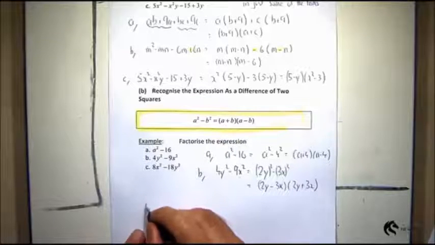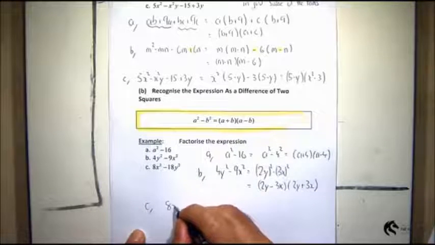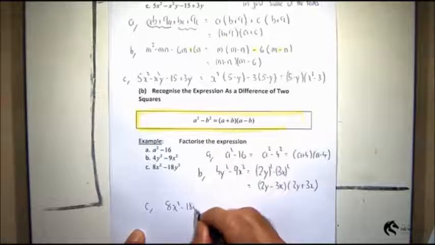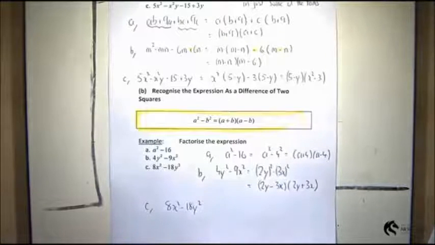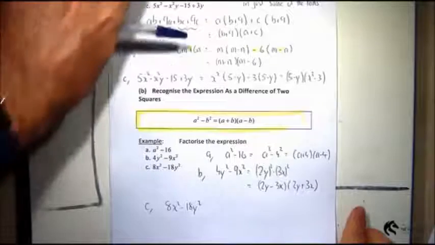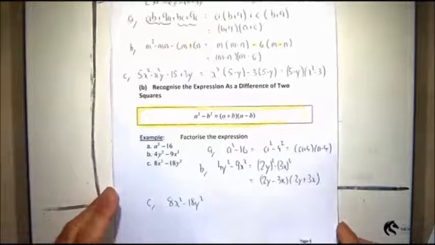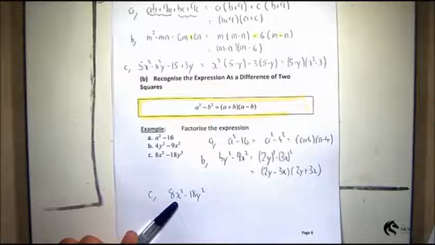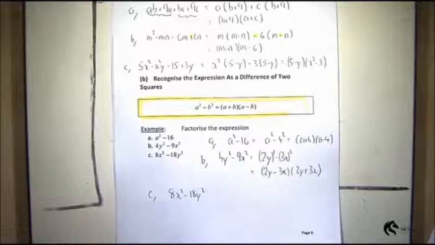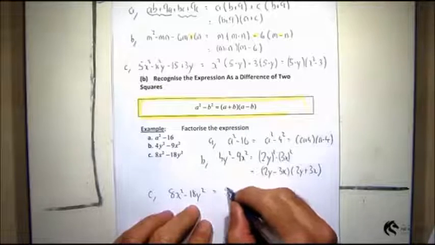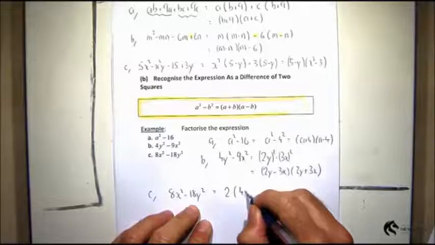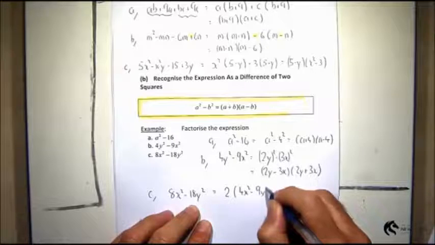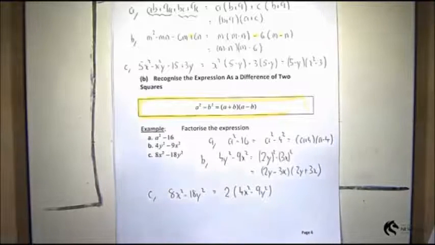And likewise in C, 8x squared minus 18y squared. Now, sitting there, it doesn't look immediately, it looks close to a difference of two squares, but it's not quite. But of course, we haven't forgotten our other factorisation techniques. We can actually see a common factor across all the terms here, because 2 is a common factor. So I can now write that as 2 lots of 4x squared minus 9y squared, using my common factor.